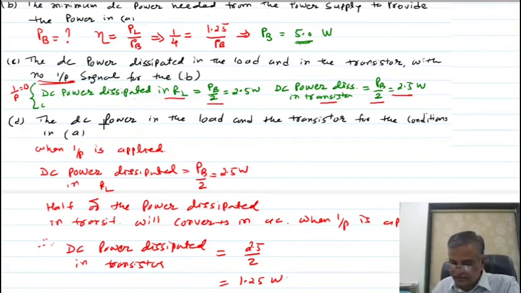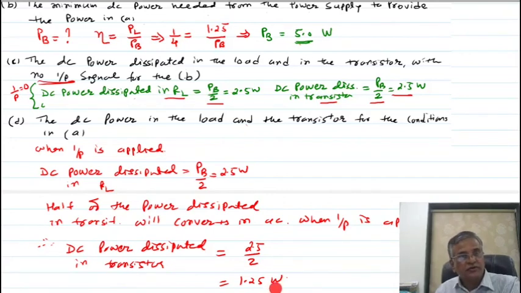See what the question is? The DC power in a load, the load is the same. And the DC power in transistor, half of this is converted into AC, and the remaining half will still be dissipated. So what is your answer? 1.25 watt. In this way you can solve your numerical.